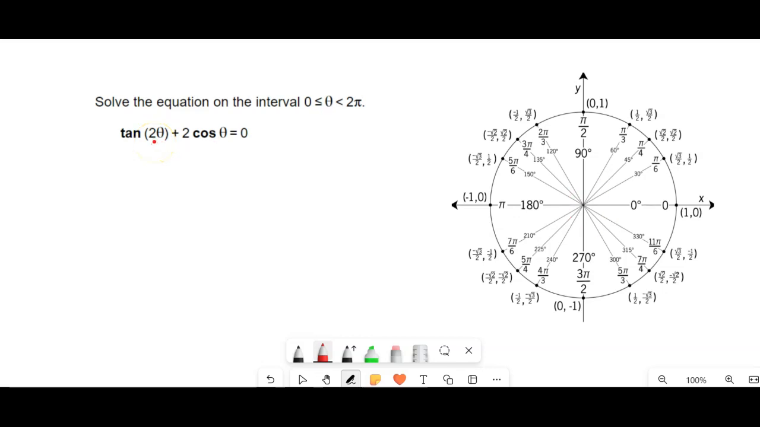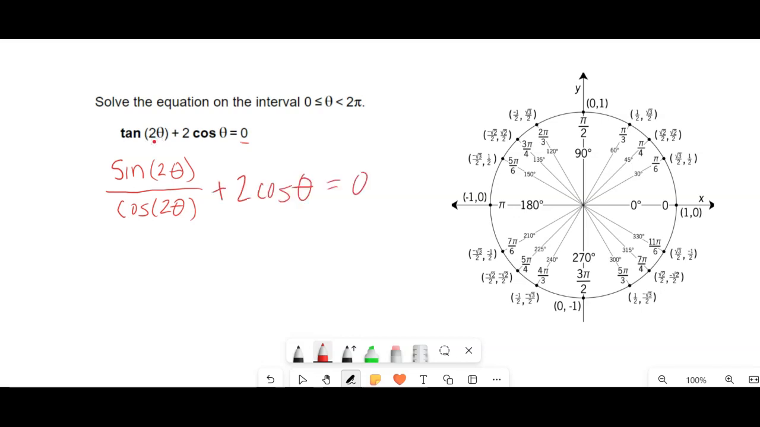So I'm going to start here with the tangent 2 theta, and I'm going to rewrite that as the sine 2 theta over the cosine 2 theta. And the reason I'm going to do that is because I want to try to combine these together into a single expression. And then because it's equal to 0, the numerator would have to be equal to 0 in that case.